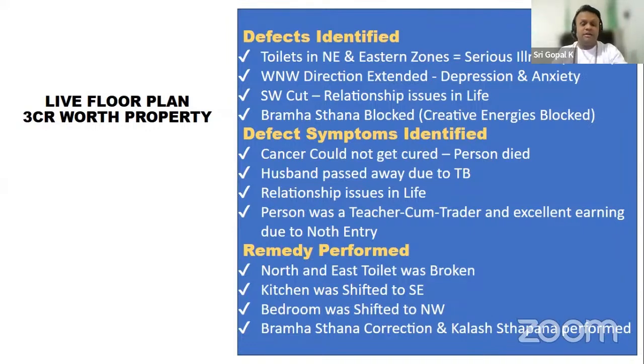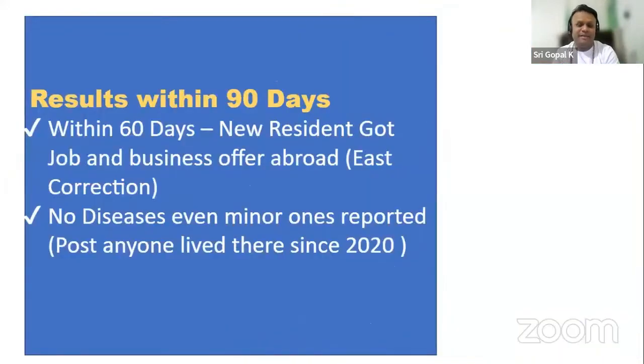After that we shifted the kitchen to the southeastern direction because the kitchen was giving the relationship problems. And we also shifted the bedrooms. After doing all these corrections, one miracle happened with the people who were living there after this lady. Let's go to the next slide.